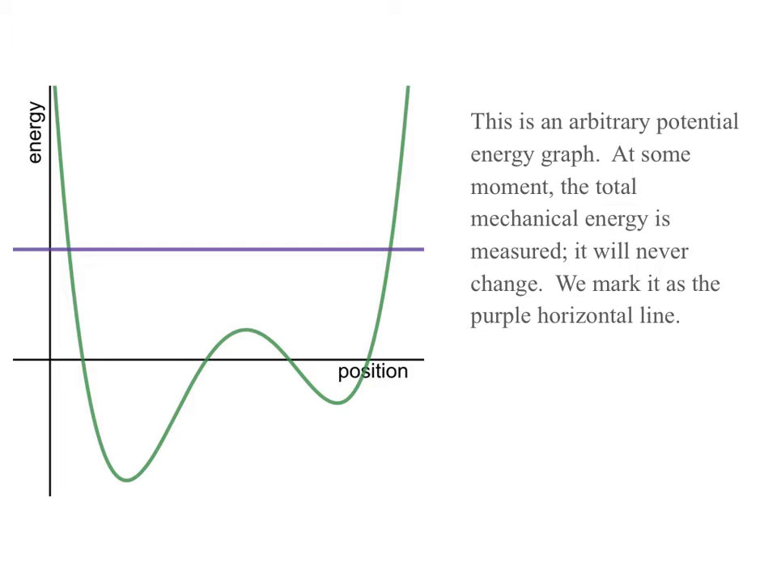It doesn't come from anywhere per se, but there's some force that came up with it. It's the kind of thing you see in so-called two-level systems, like laser pumping systems, or maybe like a quartic spring. At some moment, the total mechanical energy is measured, and then it never changes because it's conservative, so we mark it as the purple horizontal line.